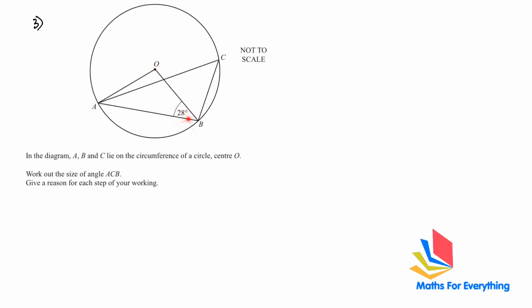To find angle AOB, angle AOB is equal to 180 minus 28 minus 28. The reason being isosceles triangle, and we will get 124. So this angle is 124.